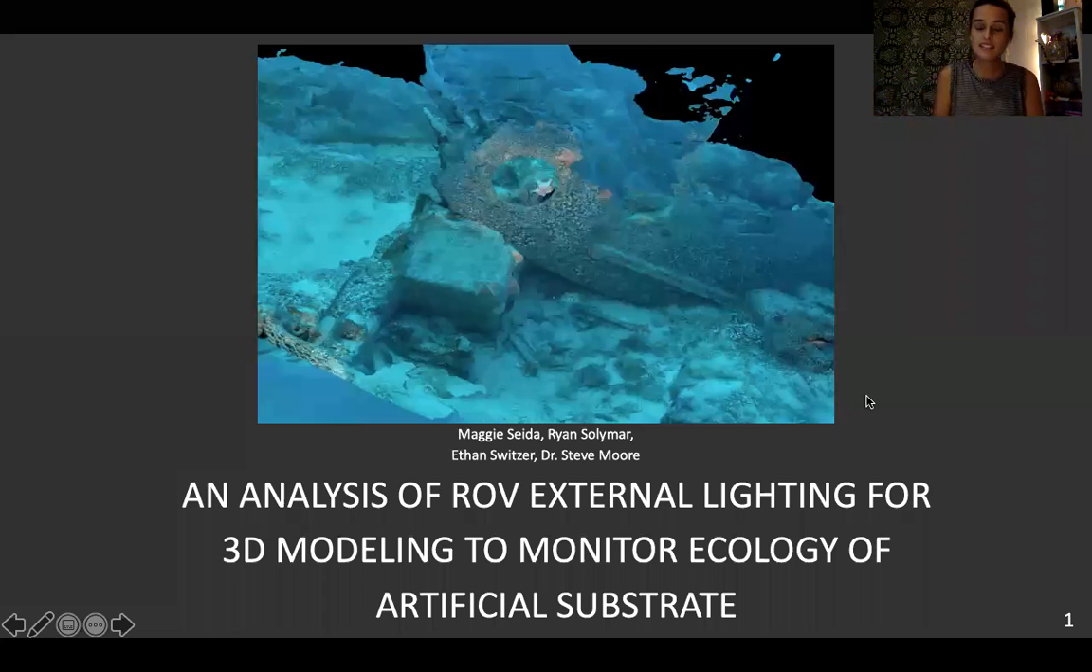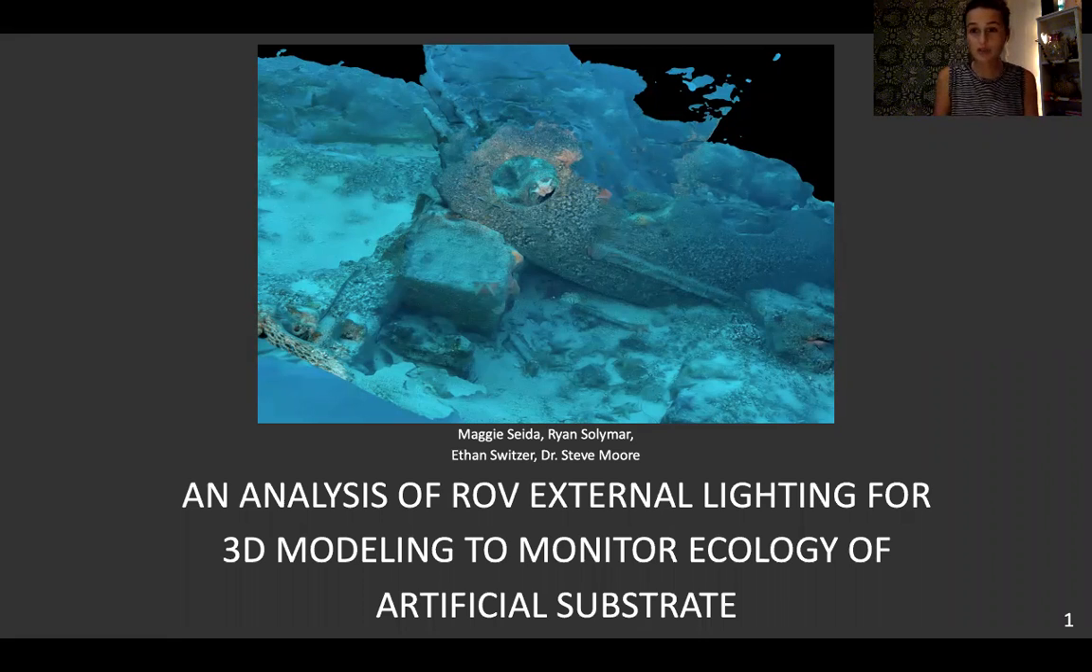Hi, my name is Maggie Sita, and I'm a marine science undergraduate at California State University, Monterey Bay. Today, I'm going to be talking about the use of external lighting on ROVs when creating 3D models to look at the marine ecology of artificial substrate.